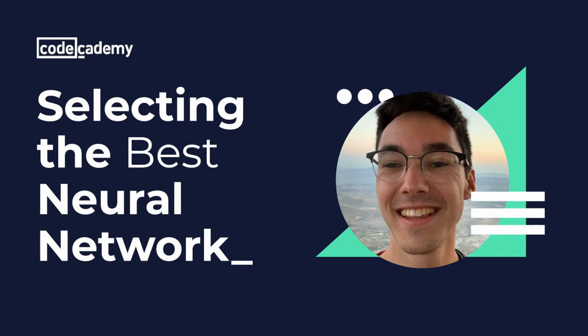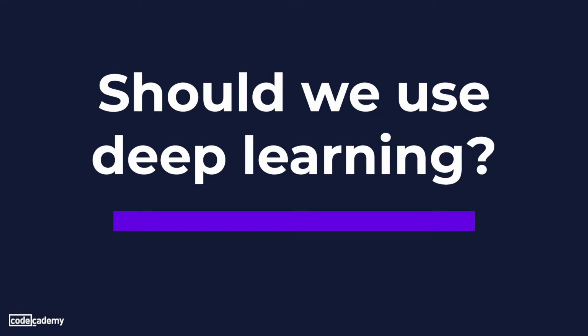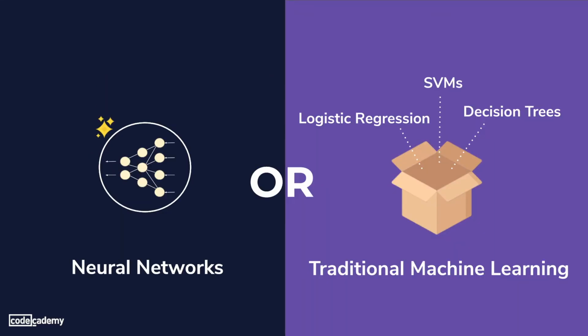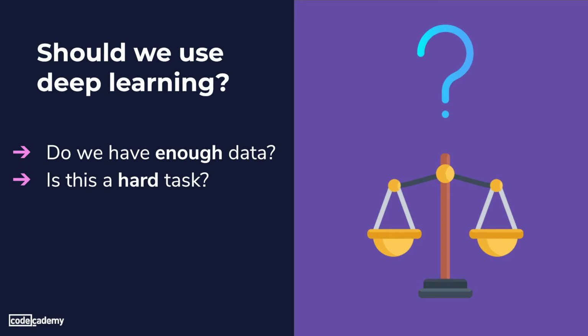Let's jump right in. The first big question here is, should we actually be using a deep learning based approach to begin with? It's important to remember that neural networks are just one of many different machine learning algorithms, and that they do have their trade-offs. Let's quickly touch on how we choose whether or not to use deep learning. This largely comes down to two big conditions. Do we have enough data, and is this task sufficiently hard enough to warrant deep learning?